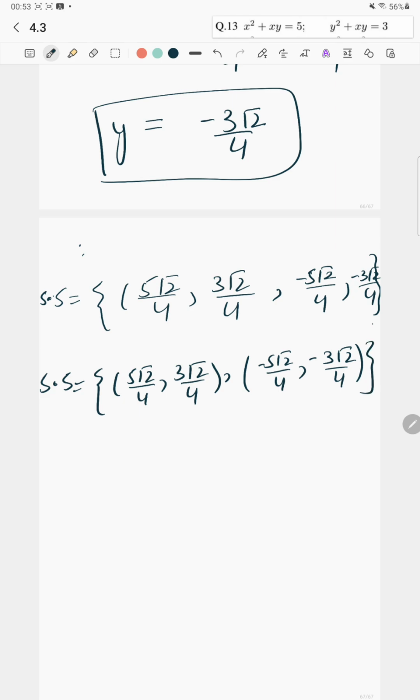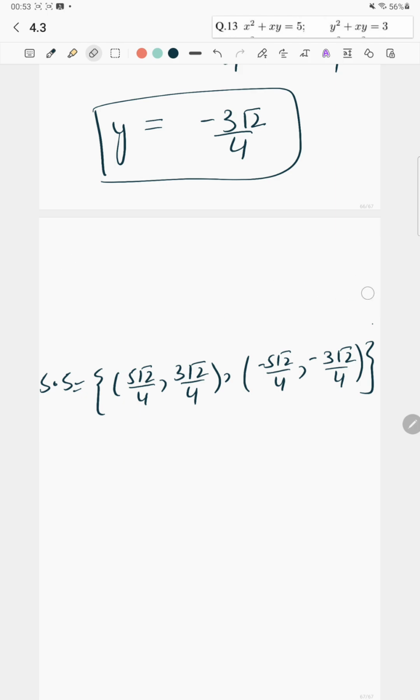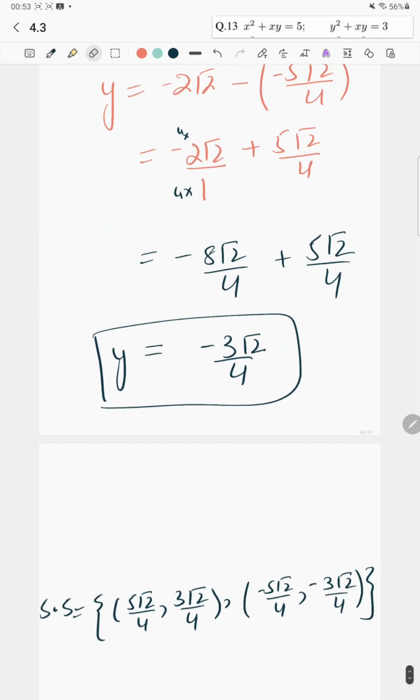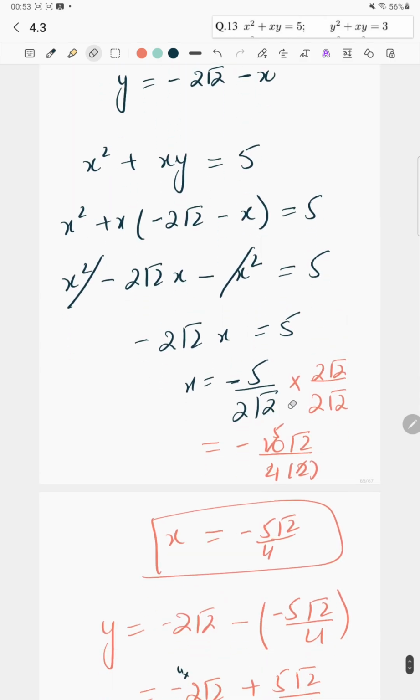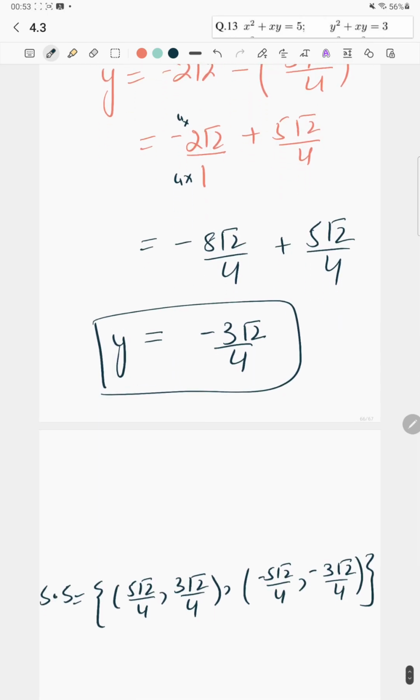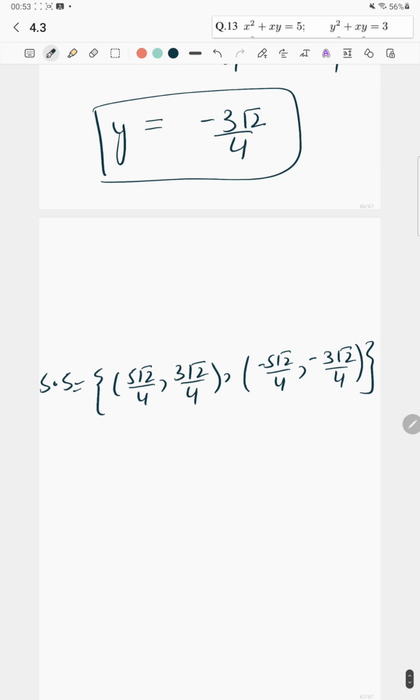So the important thing in this question is the last step, in which the square root 2 was coming in the denominator, and what we do is rationalization. Rationalization is a process in which we multiply and divide with the same radical so that we can remove the radical from the denominator. So in this way we will get our answer without the radical in the denominator.